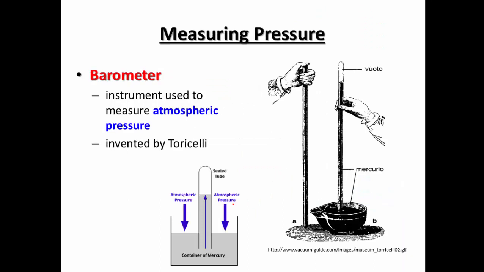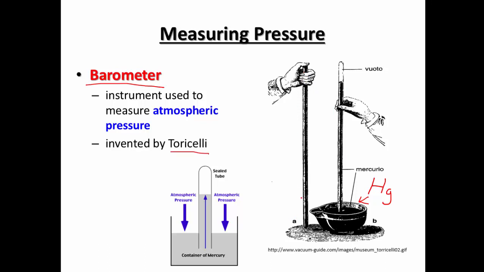So how do we measure air pressure? Measuring air pressure is done with a barometer. The barometer was a device invented by Torricelli. And he did something that we can't do anymore because it uses mercury, and we can't have mercury in here anymore, due to the cumulative toxin.